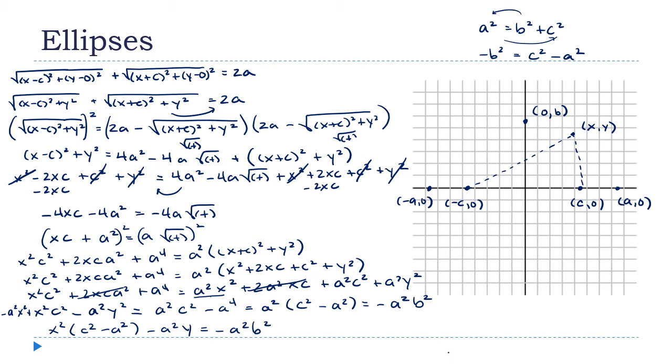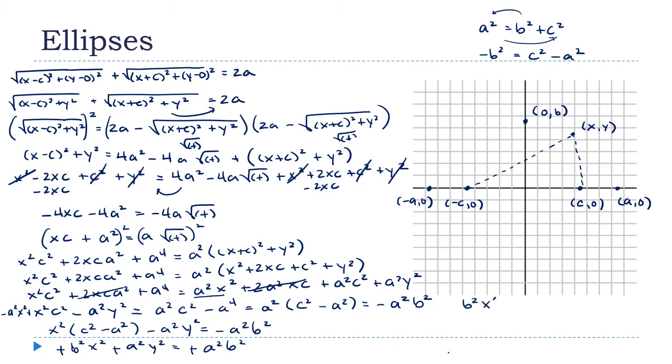Whew. Okay, replace that c squared minus a squared with minus b squared. And let's see, minus b squared x squared minus a squared y squared, I lost my exponent there, equals minus a squared b squared. Cancel out the minuses. Divide both sides by a squared b squared.